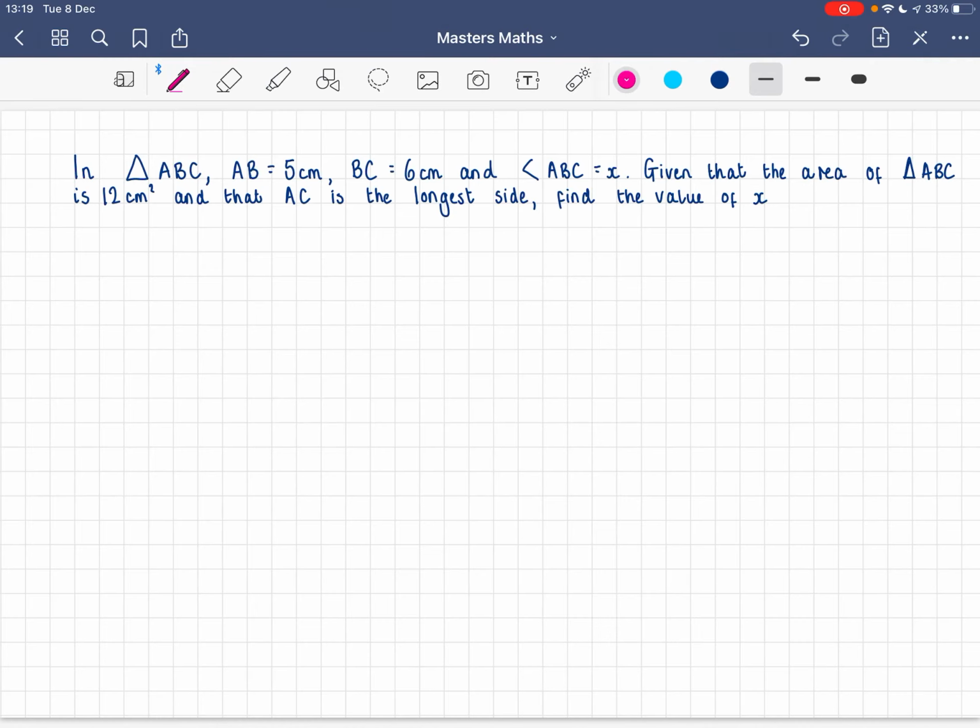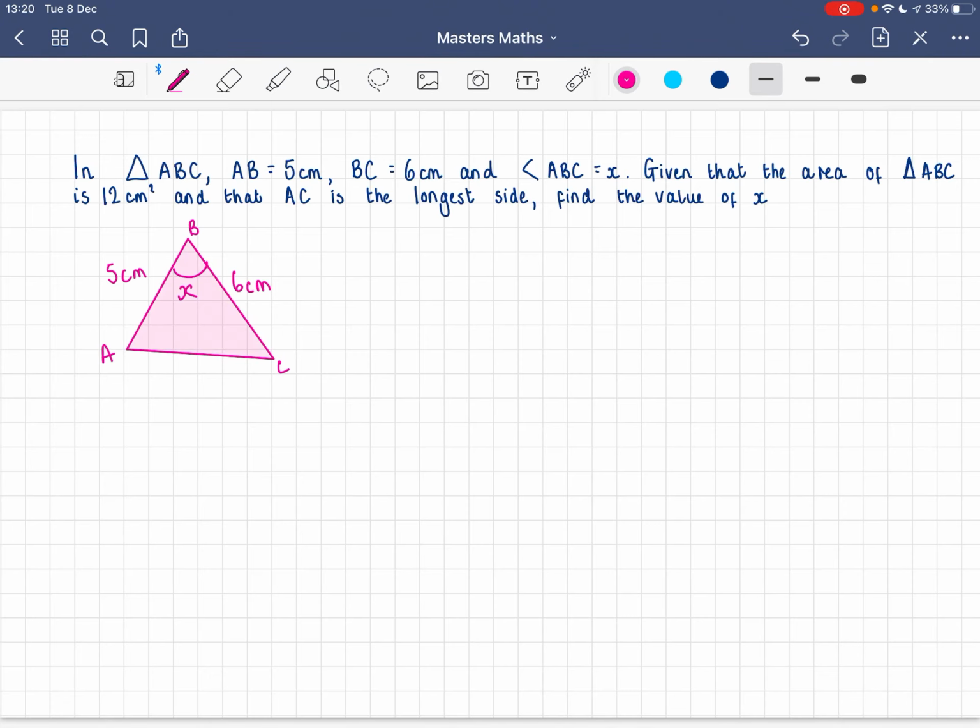Let's have a look. So draw your diagram first. Please draw the diagram first. So we have side AB, this is 5 centimetres. This is A, this is B. We have side BC, so it's going like this. It's longer because it's 6. This is 6 centimetres. This is C. And then angle ABC, so it's this one, is X.